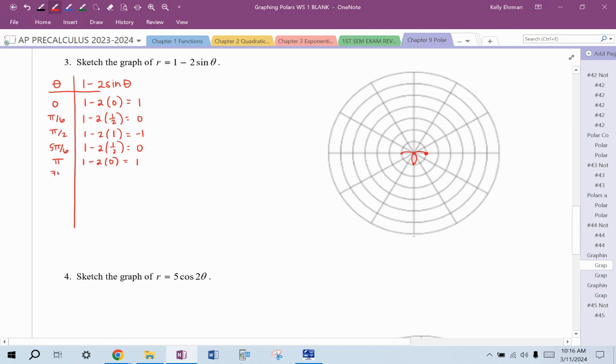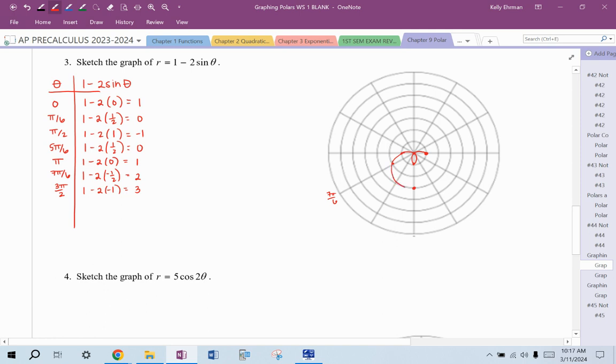And then 7 pi over 6. 1 minus 2 times negative 1/2, sine of 7 pi over 6. So that's 1 plus 1 is 2. All right, so here's 7 pi over 6. Walk forward 2. So this is sort of widening. This is one of those limacons with an inner loop. And then 3 pi over 2. 1 minus 2 times negative 1 is 1 plus 2, which is 3.